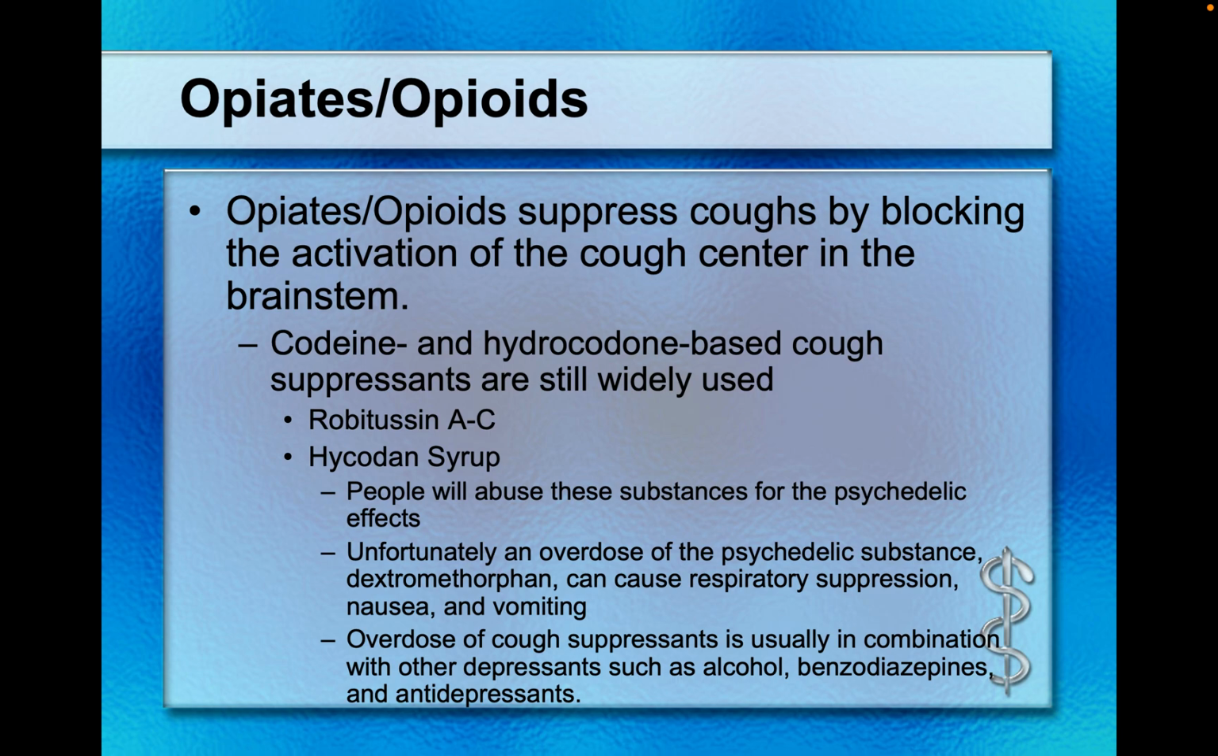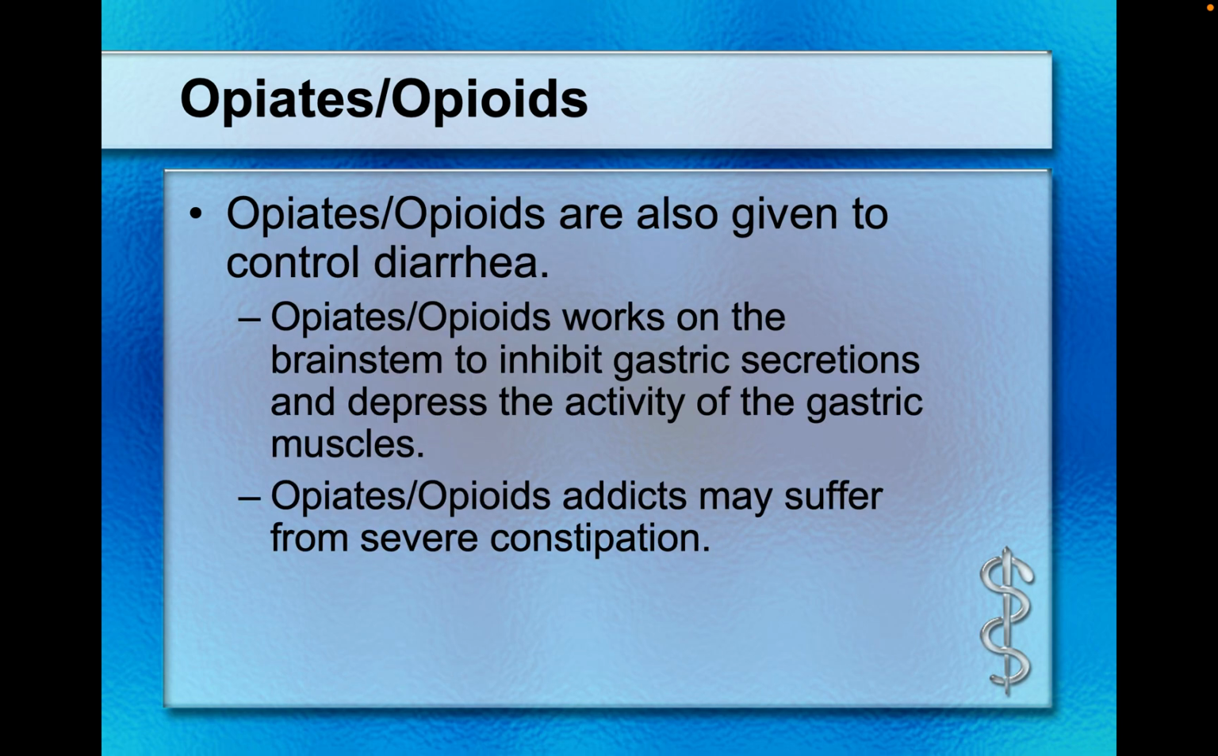Unfortunately, an overdose of the psychedelic substance, dextromethorphan, can cause respiratory suppression, nausea, and vomiting. Overdose of cough suppressants is usually in combination with other depressants such as alcohol, benzodiazepines, and antidepressants. Opioids are also given to control diarrhea.